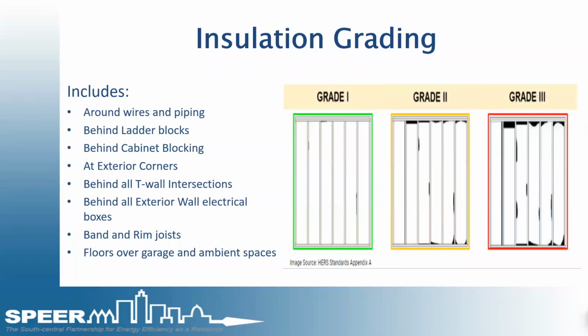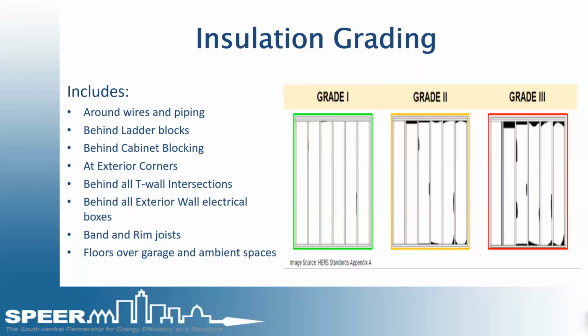Another way to look at it, a lot of people are more visual on what that looks like. So grading of the insulation, you see this is a gap map. Grade 1, grade 2, grade 3, you see more gaps to the right showing grade 3. But the gaps in the insulation itself are easy to see when you're looking at it from the front. It also includes around wires and piping, behind ladder blocks, behind cabinet blocking, at all exterior corners, behind all T-wall intersections, behind exterior wall electrical boxes, band and rim joists, and floors over garage and floors over ambient spaces.